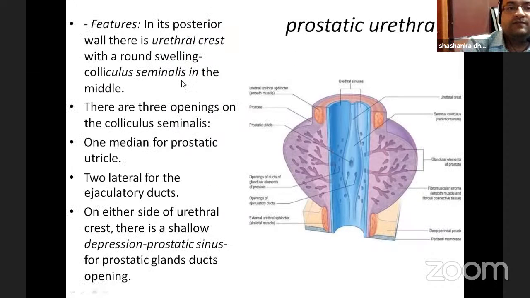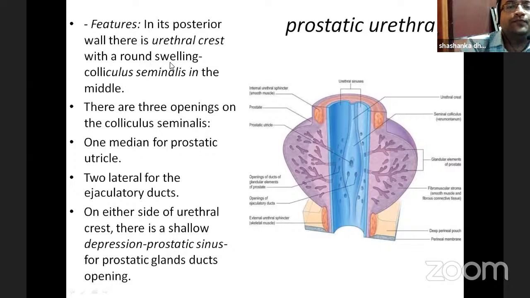Features in its posterior wall, there is a urethral crest. So this structure is known as a urethral crest, the swelling-like thing on the posterior wall of the prostatic urethra. And this particular part is known as the verumontanum. It's a very important landmark in prostate surgery.